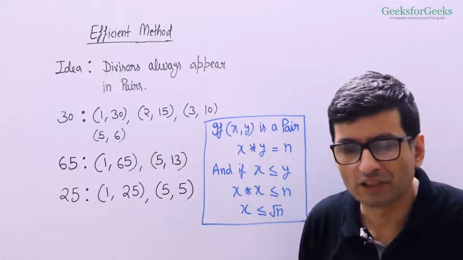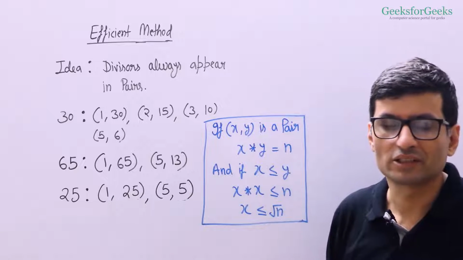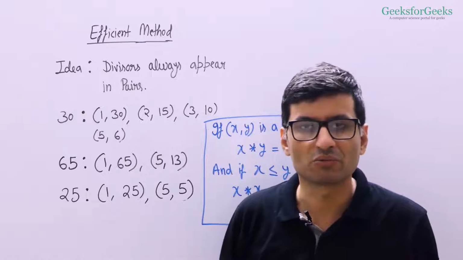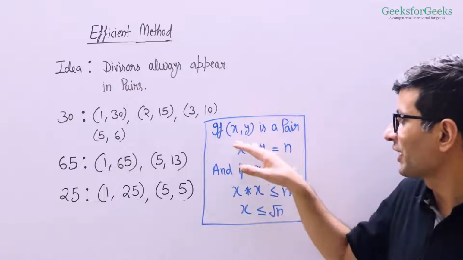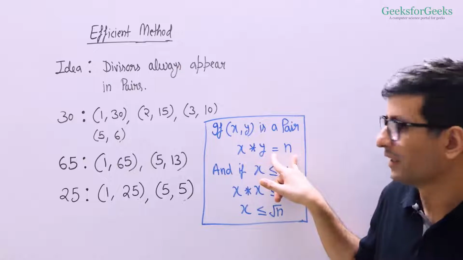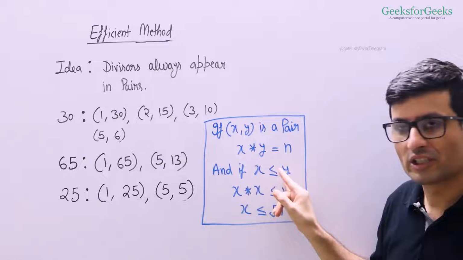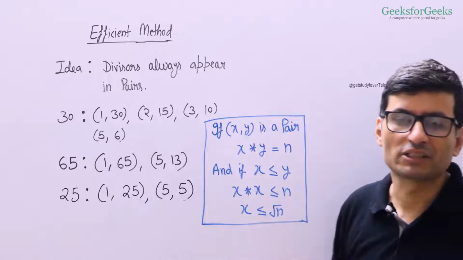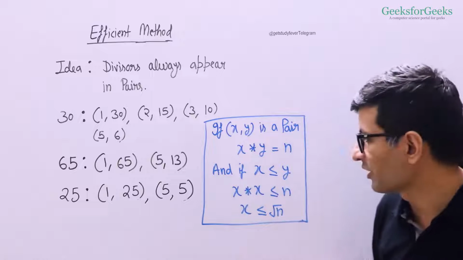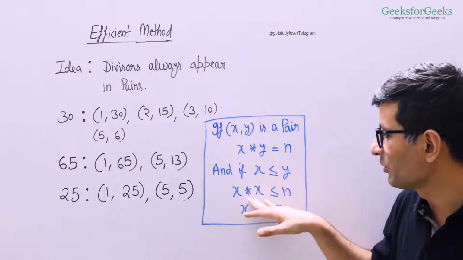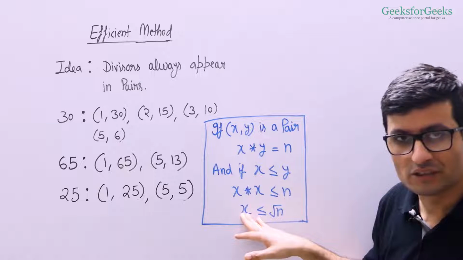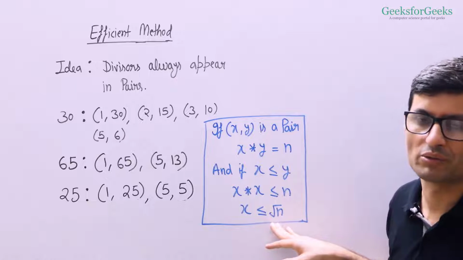So every divisor x of number n is going to have a pair y such that n divided by x is equal to y. Right? So if x, y is a pair, then we can write x into y equal to n. And if x is smaller than or equal to y, mainly I have considered the smaller divisor of the pair, right? If I take the smaller divisor, then I can say x into x is smaller than or equal to n, right? And which means x is smaller than or equal to square root of n.